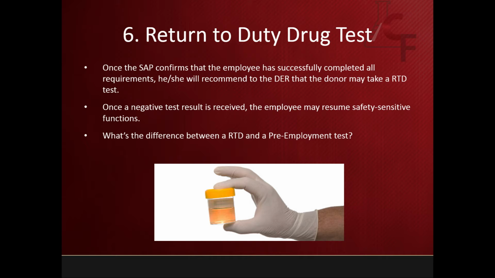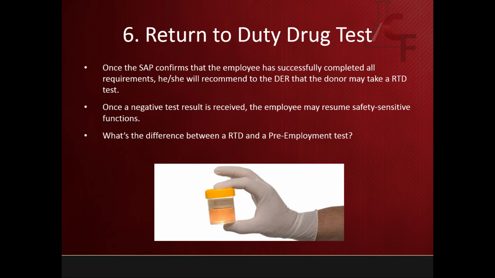Moving on, there's this last part, and this can be confusing to many people and many employers, but it's the return to duty drug test. Once the SAP confirms that the employee has successfully completed all requirements, he or she will recommend to the DER that the donor may take this return to duty test. This isn't another follow-up test, this is a specific return to duty test. And once this negative test result is received, the employer is going to be able to resume safety-sensitive functions.